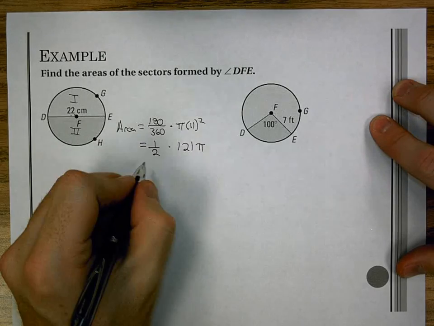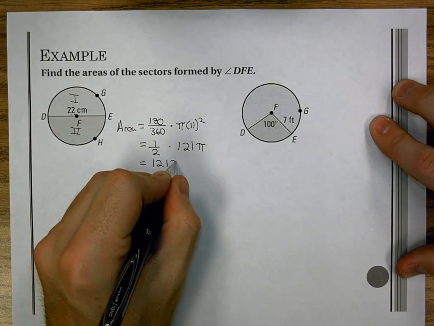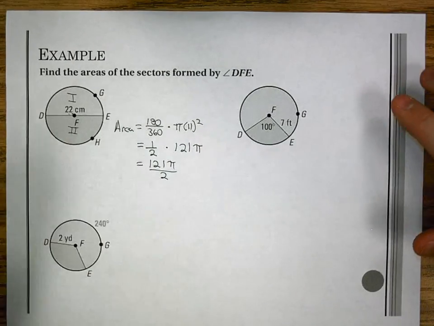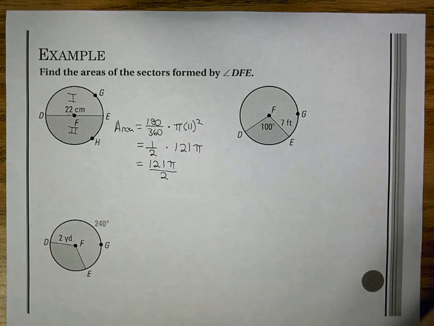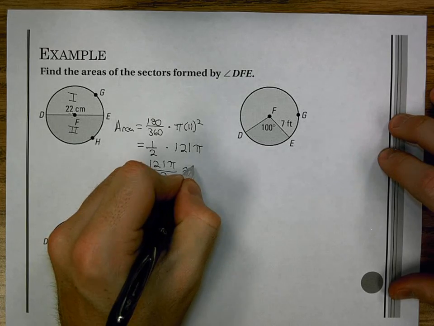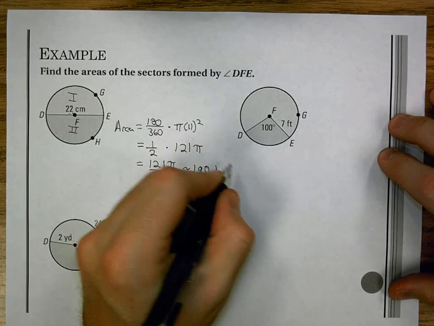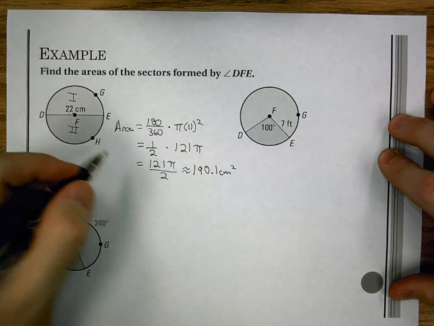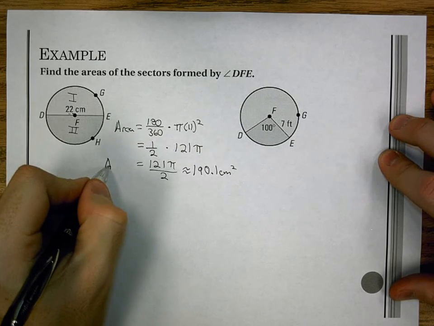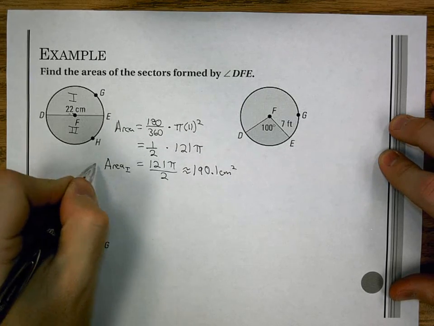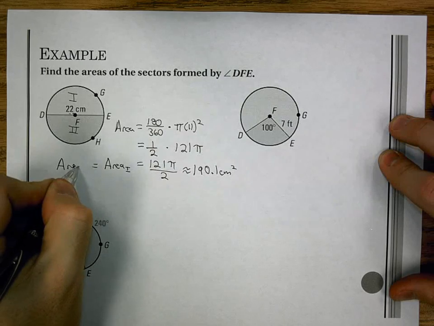I want half of the circle. That comes out to be 121 pi over 2, which is approximately 190.1 centimeters squared. And that's for each. That's the area of 1 and the area of 2.